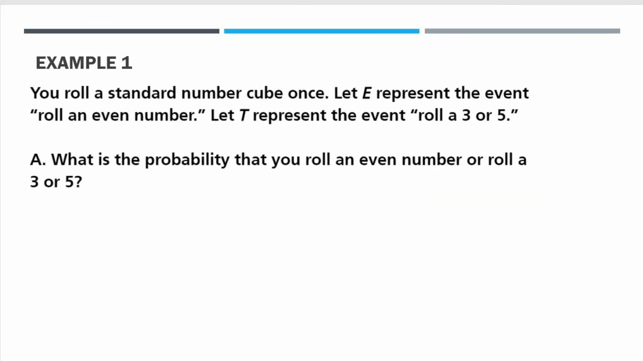Standard number cube. They often use the word number cube instead of die. Let E represent the event that you roll an even number, and T represent the event that you roll a 3 or a 5. So what is our sample space? Our sample space is all possible outcomes. So that would be 1, 2, 3, 4, 5, and 6.